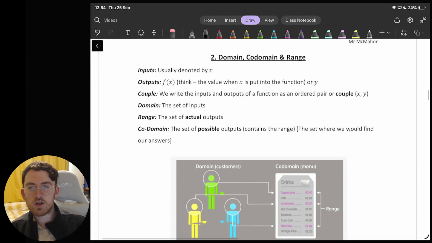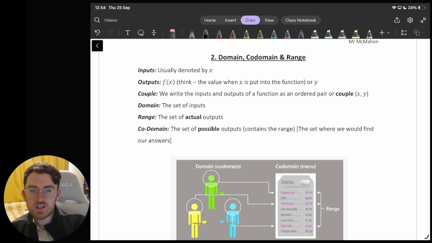Okay, so we're continuing on with functions. We're going to look at some key terms and some key terminology, things that are important for us to understand when working with functions. So we've met that idea of an input. An input is a value that is put, for want of a better phrase, into the function, and we usually use the letter x for inputs.